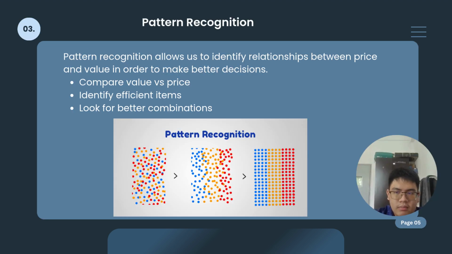Pattern recognition allows us to identify relationships between price and value in order to make better decisions. I use pattern recognition to identify useful patterns. For example, I compare the value of each item relative to its price. Items with higher value for lower cost are more efficient. I also observe that combining certain items can produce better results than choosing a single expensive item.